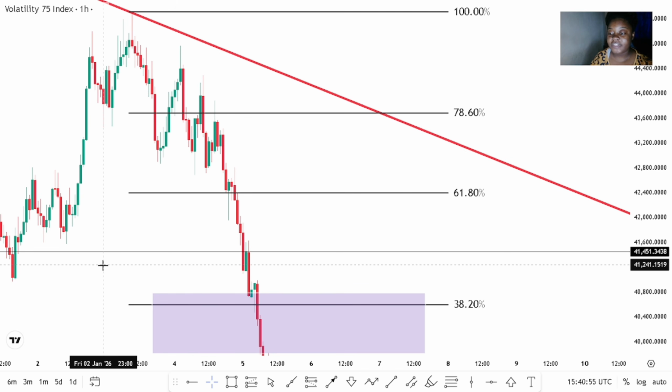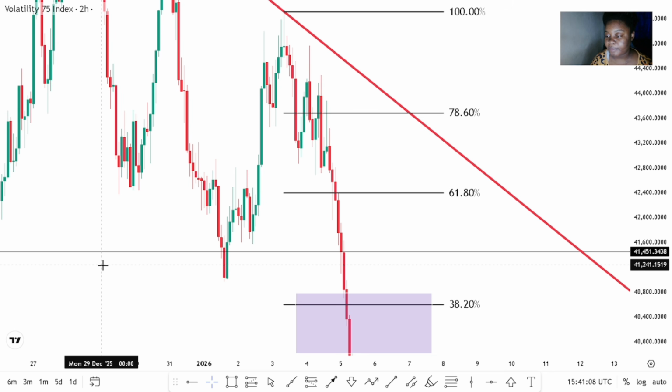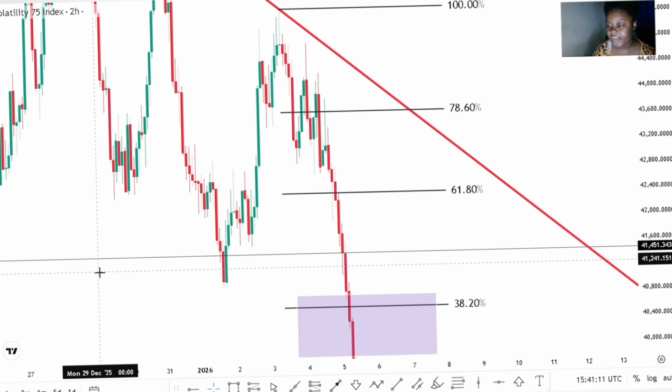Okay, so on the 1-hour time frame, I'm not seeing much around the 61% level or the 78% level. I'm not seeing any order block, any favorable gaps around those areas. Let's go on the 2-hour time frame. I'm not seeing anything there either.